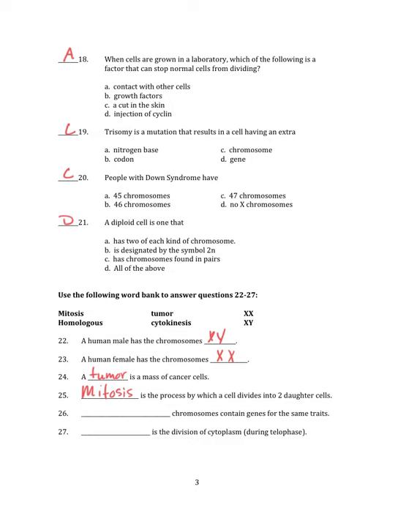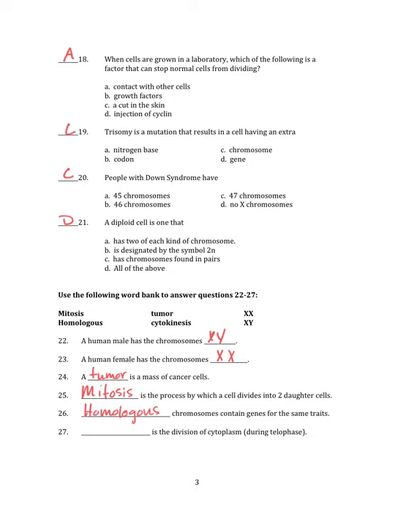Number 26 says that homologous chromosomes contain genes for the same traits. So remember, homologous chromosomes are the 2 halves of the pairs of chromosomes, and you get 1 homologous chromosome from each pair from your mother and 1 homologous chromosome from each pair from your father. So they contain genes for the same traits, but they are not identical. For example, you might inherit the gene for green eyes from your mom and blue eyes from your dad. They're both traits that code for eye color, but they're not the same.